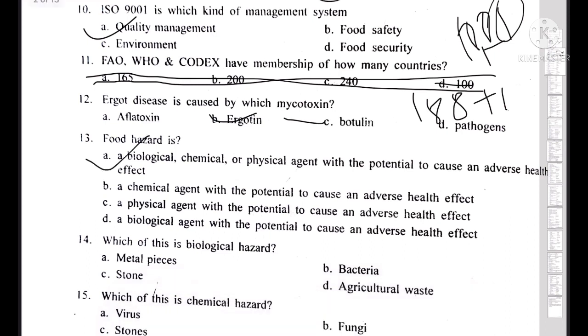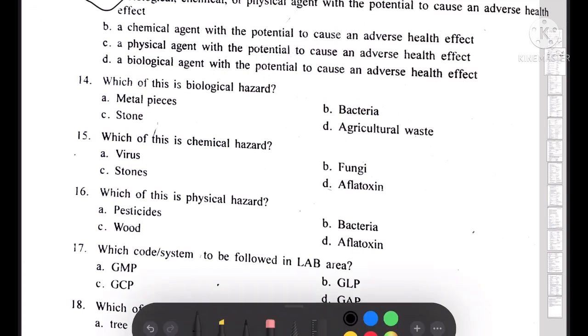Okay, next. Which of these is a biological hazard? Metal piece, bacteria, stone, or agricultural waste. It is a very easy question. Biological hazards are biological substances that pose a threat to the health of living organisms, like humans also. So it cannot be a metal piece, nor a stone, nor agricultural waste. The correct answer is bacteria. Bacteria are a biological hazard.